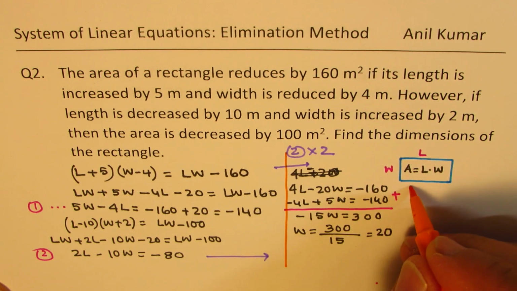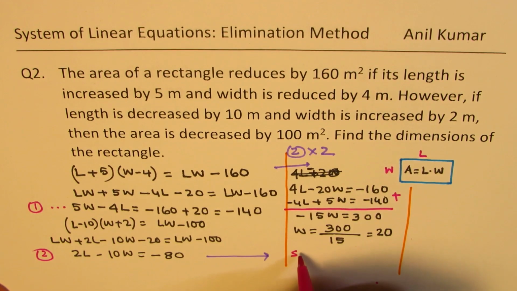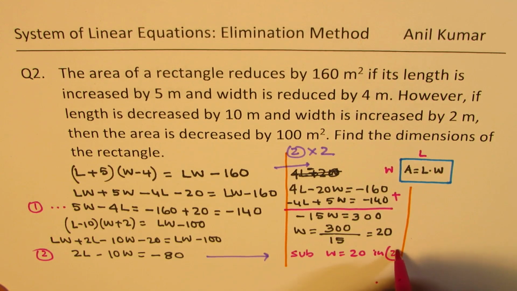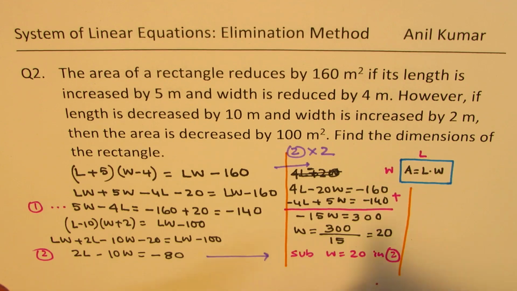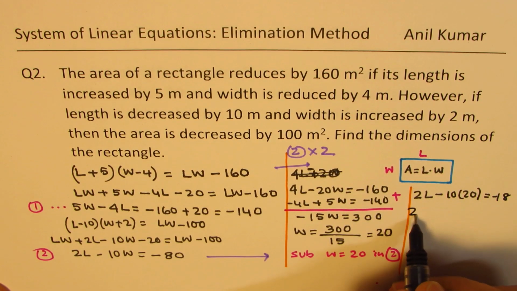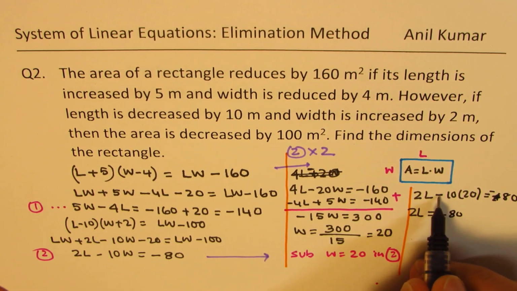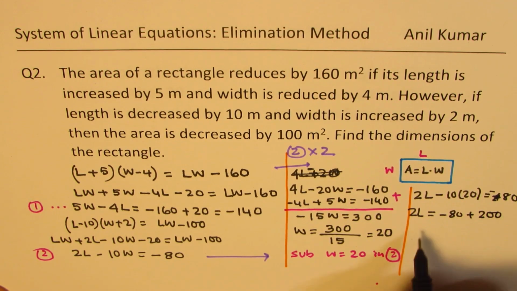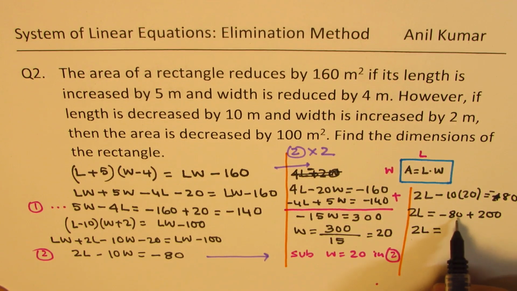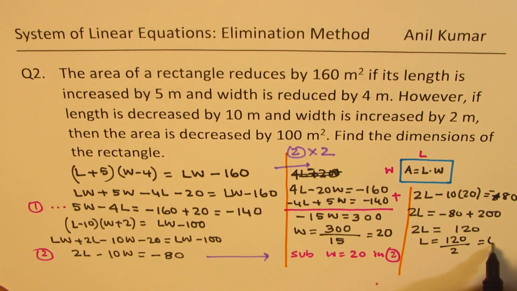We can now find the length using width as 20 in any one of our equations. So let's substitute W equals 20 in equation number 2. We get 2 times length minus 10 times 20 equals minus 80, or 2 times length equals minus 80 plus 200. So 2 times length equals 120. So the length is 120 divided by 2, which is 60.